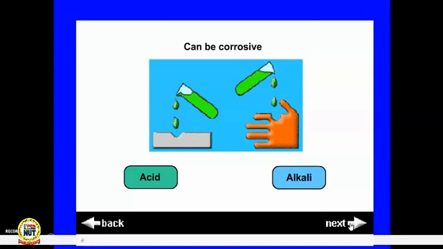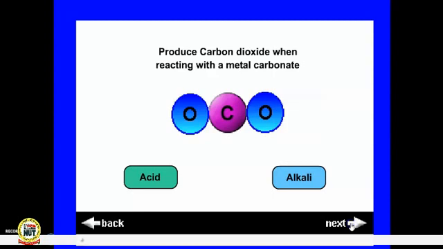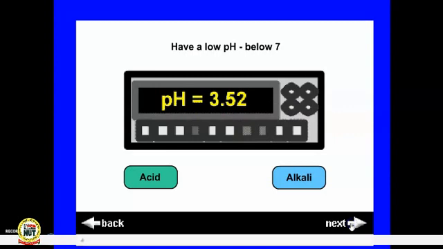This is a substance that can be corrosive. Do you think this substance will be an acid or an alkali? This substance has a high pH of 9.8. Will it be acidic or alkaline? It produces carbon dioxide when reacting with a metal carbonate. Is it acidic or alkali?